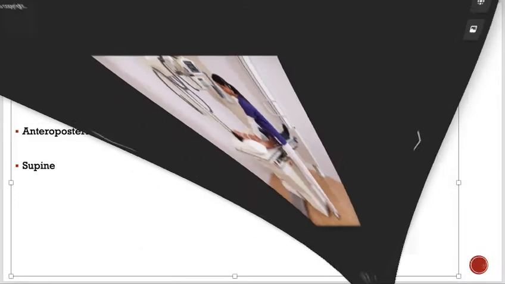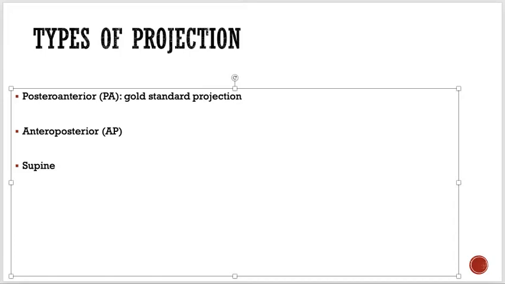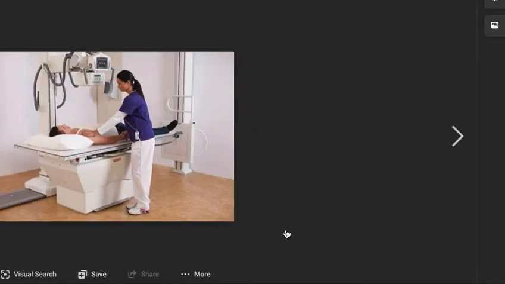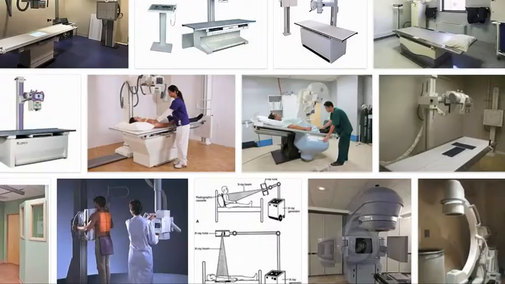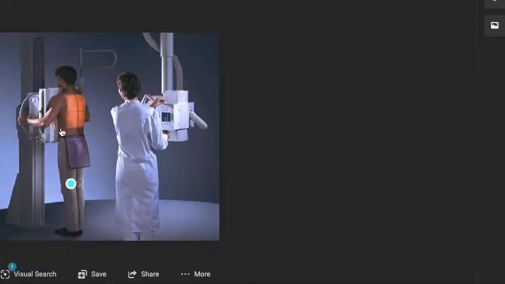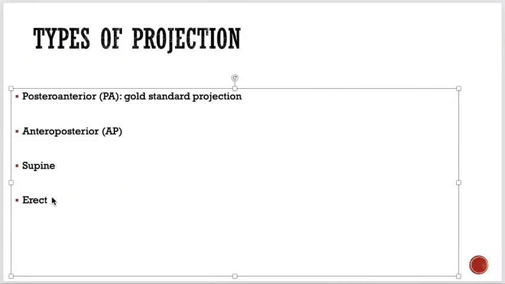So all this interpretation is very important. One is called erect. Erect means the person is erect or standing. This is erect, that one is supine, and one is called semi-erect.